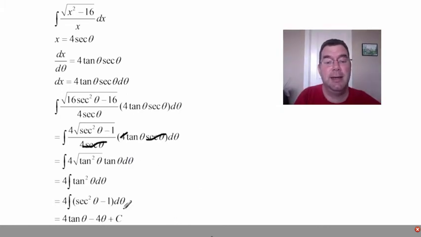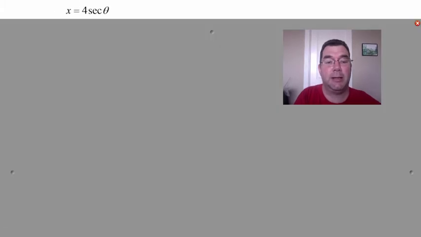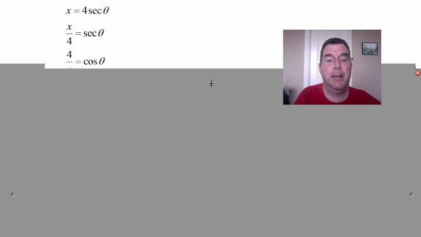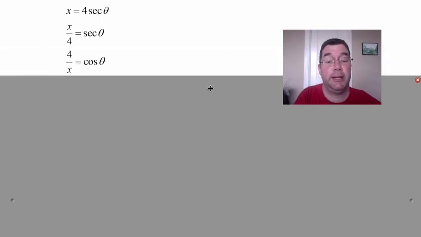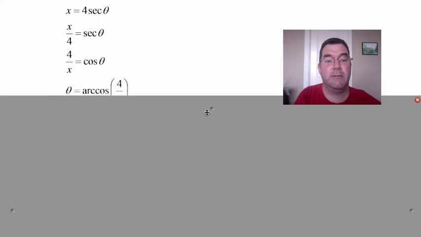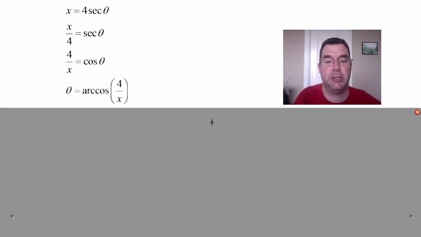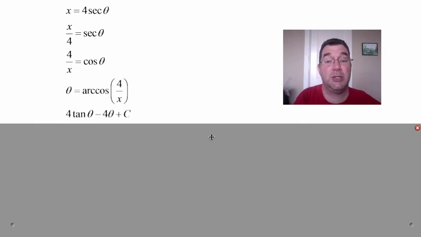The problem is, now I have my antiderivative in terms of theta instead of in terms of x. So now I've got to go back and talk about this in terms of x. Remember, x is equal to 4 times the secant of theta, which means if I divide both sides by 4, x over 4 is the secant of theta. And if I flip that upside down, I will get cosine of theta. So 4 over x is the cosine of theta, meaning that theta is the arc cosine of 4 over x. So now I have theta equaling something in terms of x. That was the answer that I got on the previous slide.